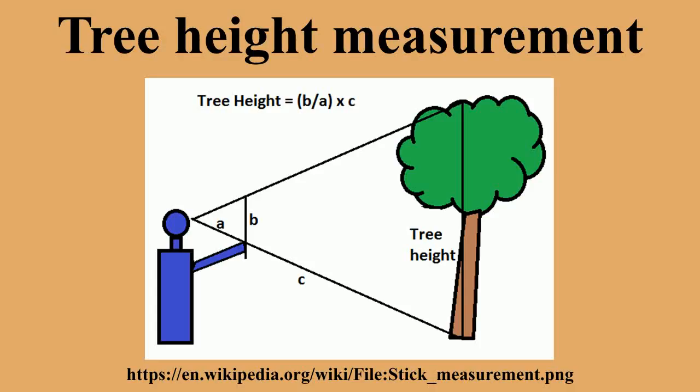Errors associated with the stick method and the clinometer and tape method. Aside from the obvious errors associated with bad measurements of distances or misreading the angles with the clinometer, there are several less apparent sources of error that can compromise the accuracy of the tree height calculations.